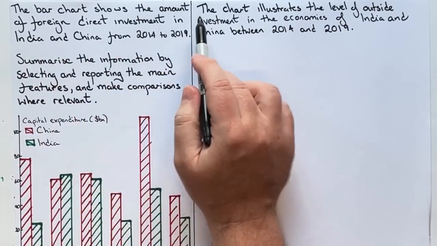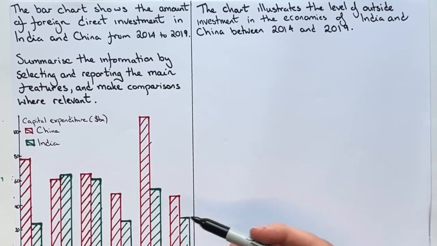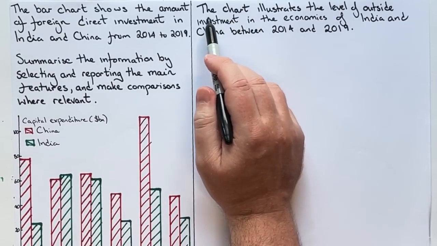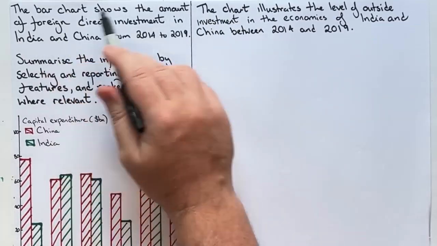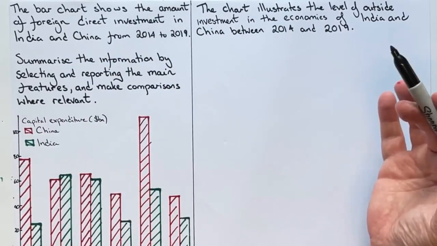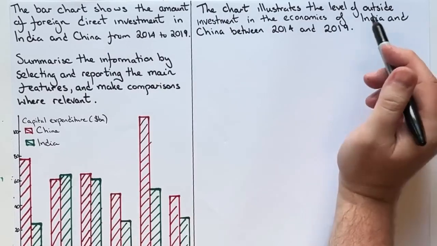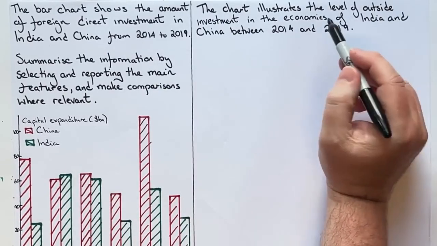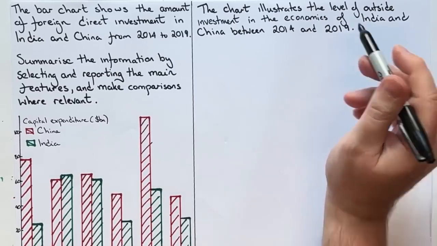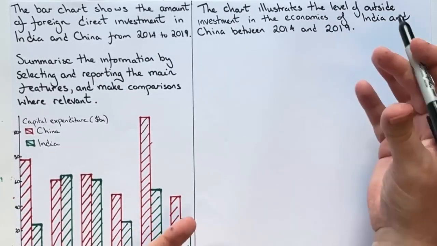So the bar chart, the chart. A bar chart is a bar chart. There's no other real way of saying this, so it is fine just to copy and leave out the word bar, the chart. Shows, illustrates, displays, these are all synonyms that you could use. The amount of, the level of. Don't worry about repeating words like the or of. There's no other way of using a definite article than to repeat it.